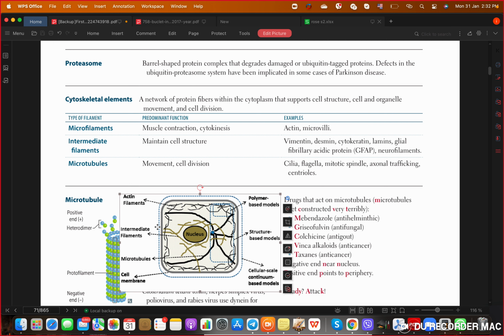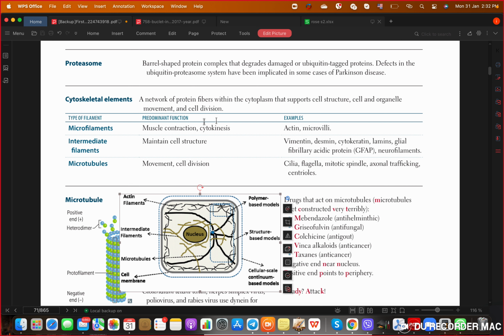So microfilaments help in muscle contraction and cytokinesis. What is cytokinesis, by the way? After mitosis, in cell division, cytokinesis takes place. Okay, good. The division of the cell, basically. Yep. And what about something called intermediate filaments?